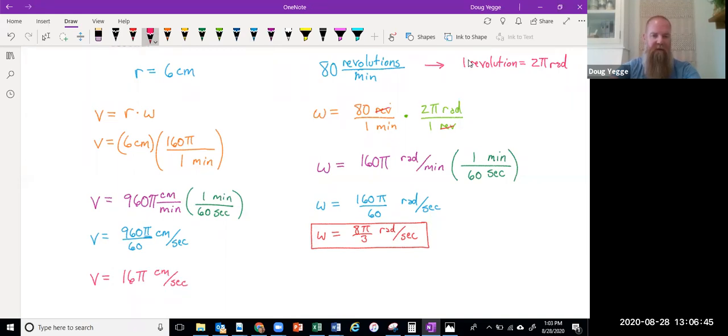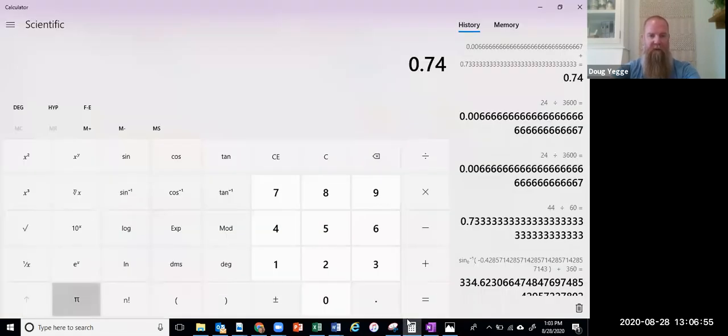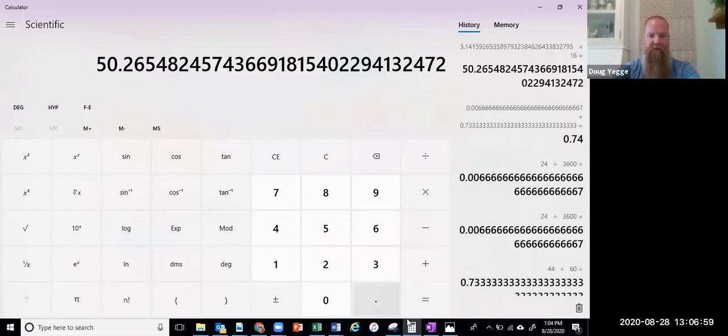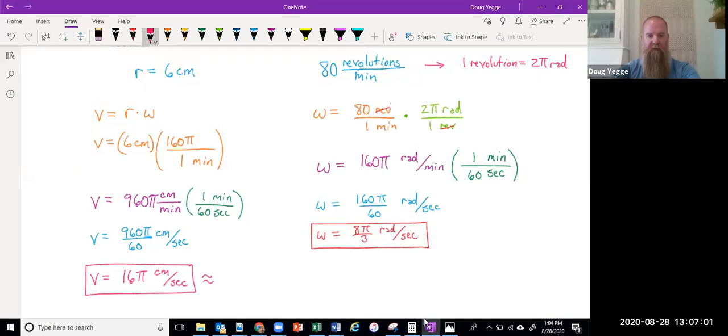Now we could leave it as is if we choose to. If we want to come up with an approximation, we could do the calculator work, pi times 16, right? So it's approximately 50. Okay, so we could say it's approximately 50 centimeters per second. But leaving quantities in exact form is perfectly acceptable.